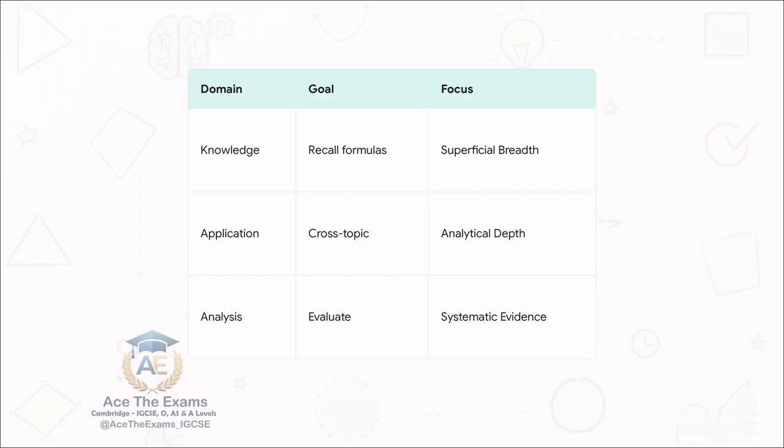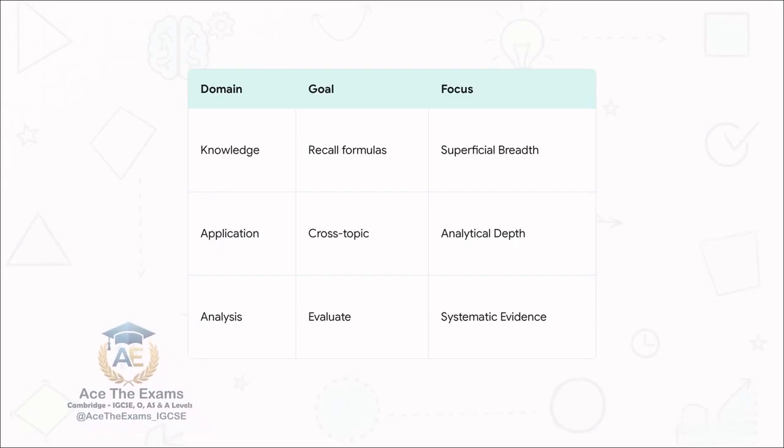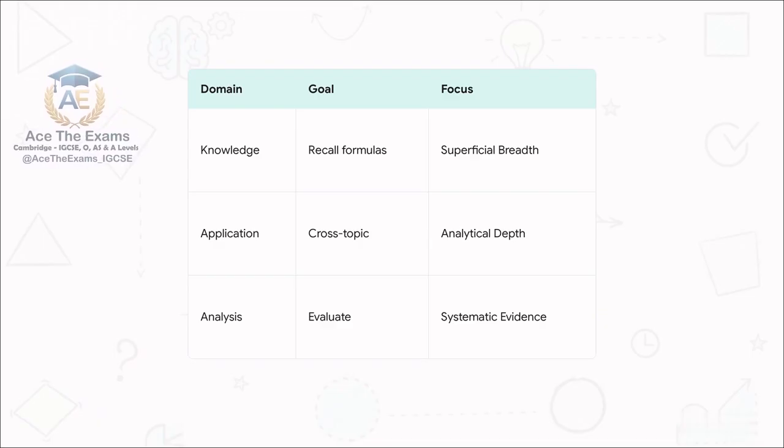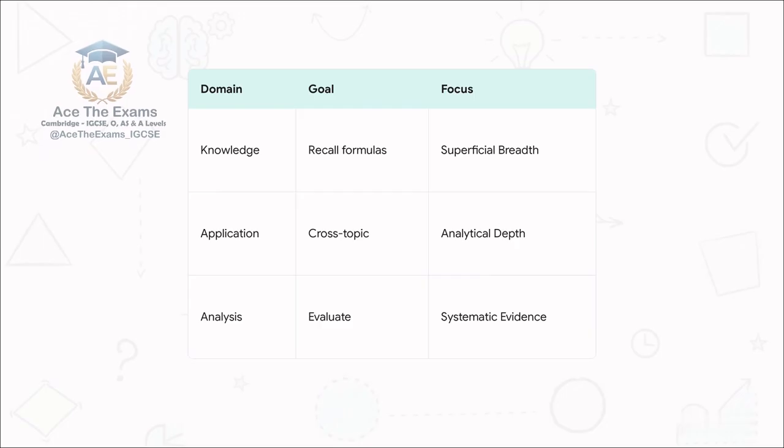Now, what is really fascinating is how this matrix actually reveals the hidden architecture behind the exam itself. The assessment objectives for something like the equation of a straight line target 3 distinct cognitive domains. The first is knowledge and understanding. This is your absolute baseline, recalling formulas. It's necessary, sure, but it only offers superficial breadth. You are not getting an A-star just for knowing the gradient formula.